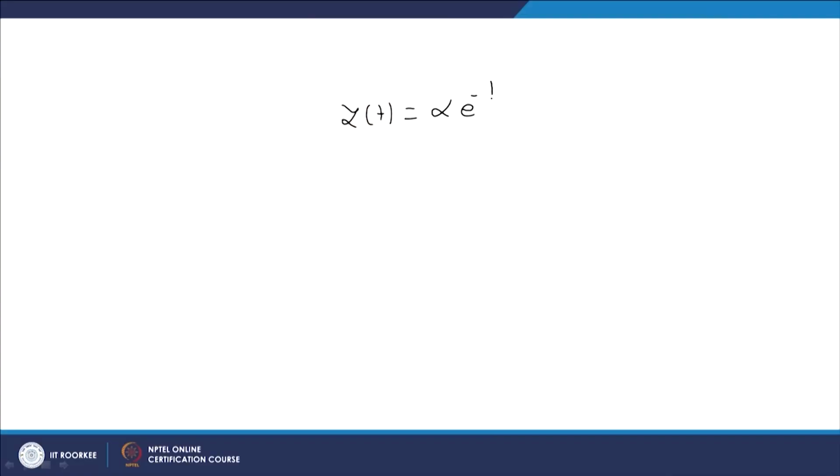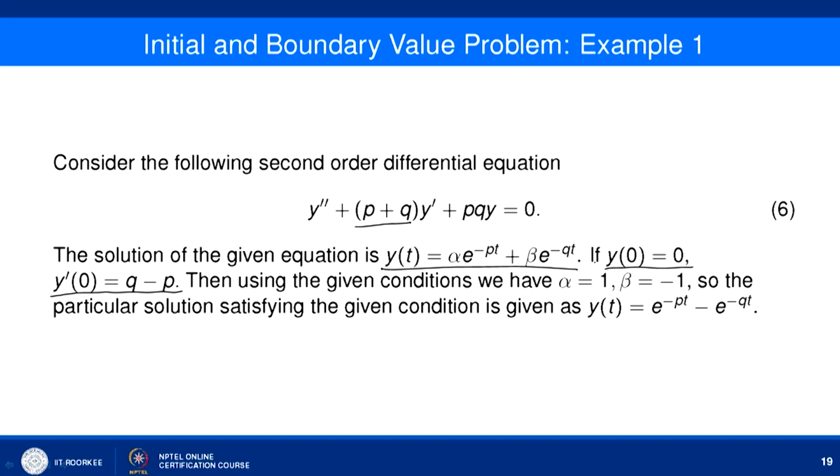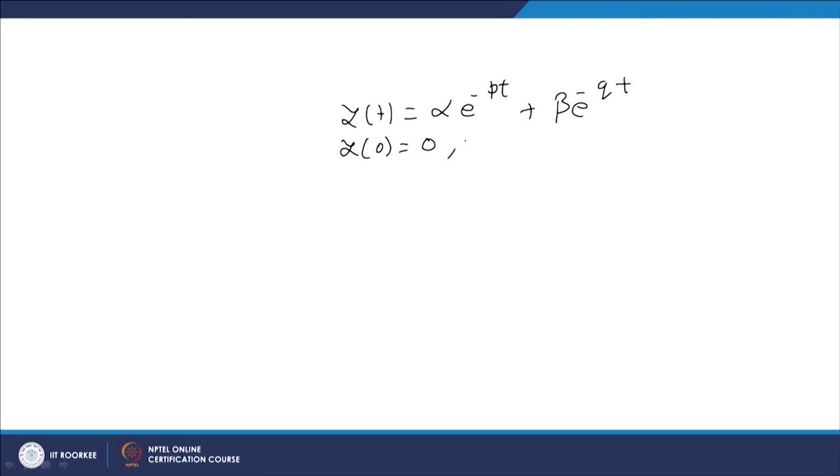So, how can we look at this? Here we have y(t) equal to alpha e to power minus p t plus beta e to power minus q t, with conditions y(0) equal to 0 and y dash 0 equal to q minus p, and we want to find alpha and beta. Using the condition y(0) equal to 0, we get 0 equal to alpha times e to power minus p into 0, which is 1 only. So 0 equals alpha plus beta.